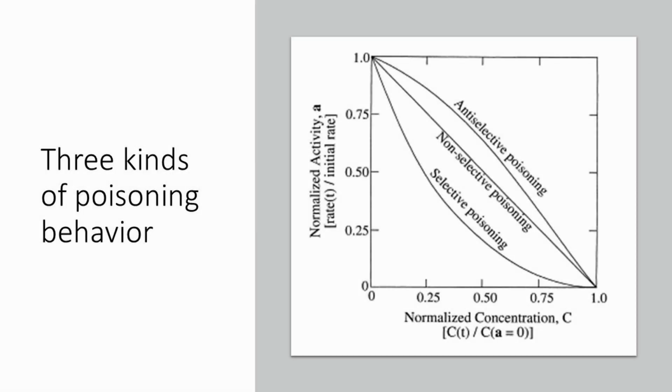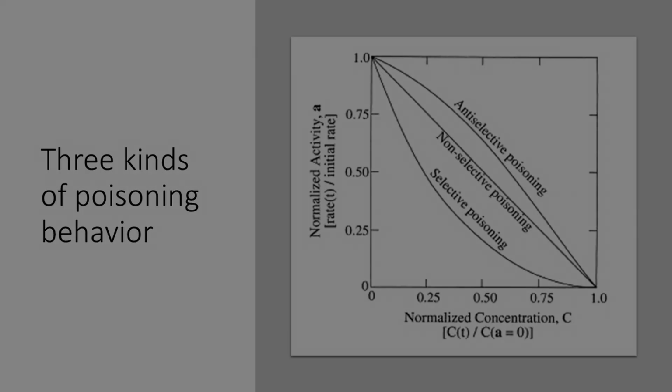Poisoning selectivity is illustrated in the figure on this slide: a plot of activity, the reaction rate normalized to initial rate, versus normalized poison concentration. Selective poisoning involves preferential adsorption of the poisons on the most active sites at low concentration. If less active sites are blocked initially, the poisoning is anti-selective. If the activity loss is proportional to the concentration of adsorbed poisons, the poisoning is non-selective.